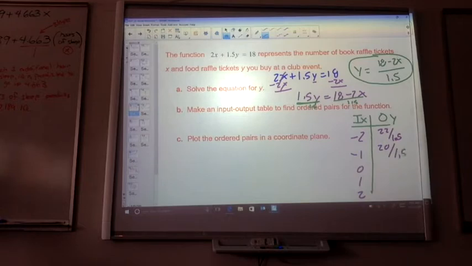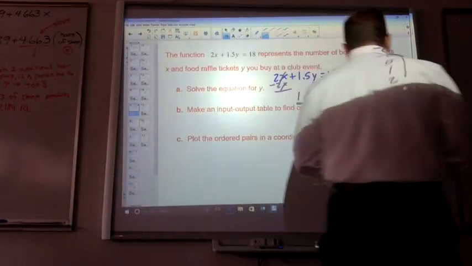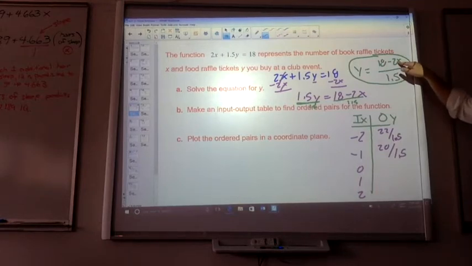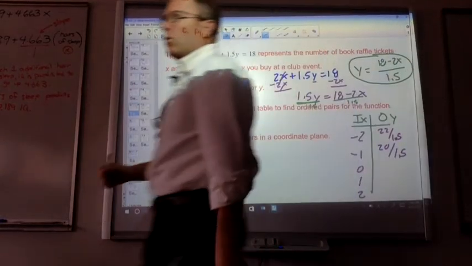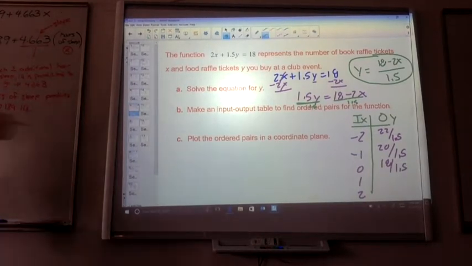20 over 1.5? I don't have my calculator out, so I'm not going to worry about it. First one was like 14. Oh, okay. Point 0, plug 0 in. Negative 2 times 0 is 0. 18 minus 0 is 18. 18 divided by 1.5 is 18 over 1.5. And again, if you had a calculator, you could totally do that, no problem. But I don't want to think that hard right now. It's a Monday morning, for crying out loud.